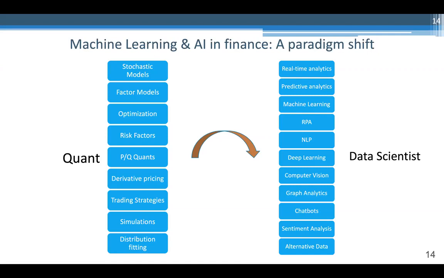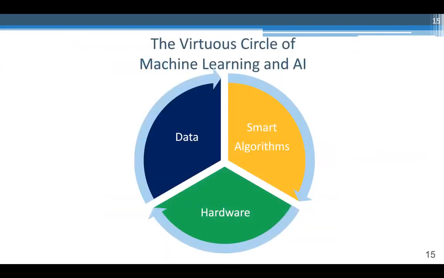Okay, so let's understand a little bit about what's driving this AI and machine learning revolution. I typically talk about three things which are significantly influencing this virtuous circle of AI and machine learning, as I call it. The three things are data, smarter algorithms, and then use of hardware. So let me dive down a little bit to give you a better feel for what this all means.